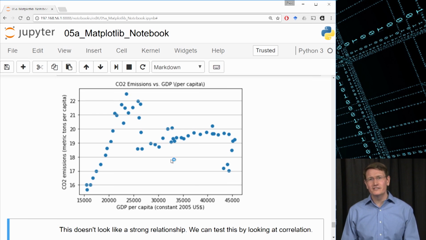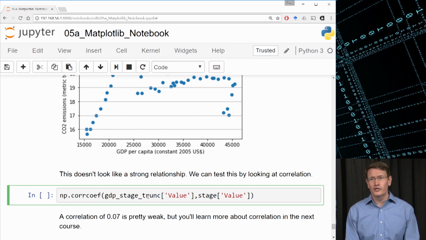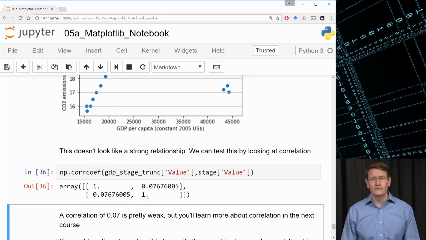We could also test this using correlation. I'll use the correlation coefficient function in NumPy to get back the relationship between these two arrays. The main diagonal is each against itself, so we'd expect to see 1.0 there, or perfect correlation. But on the other diagonal, we see 0.077. That's a really weak correlation between these two indicators.